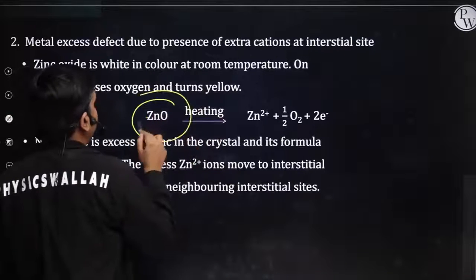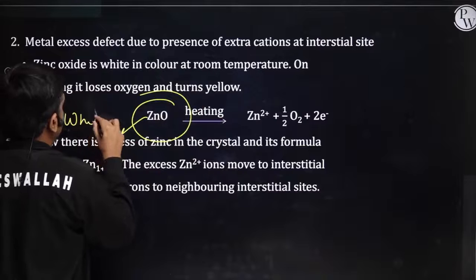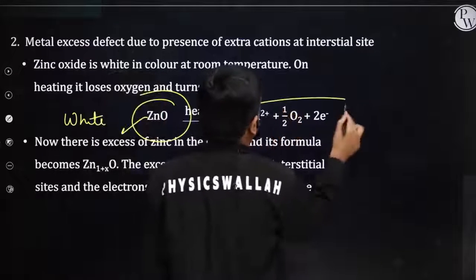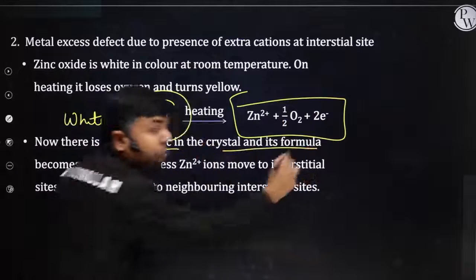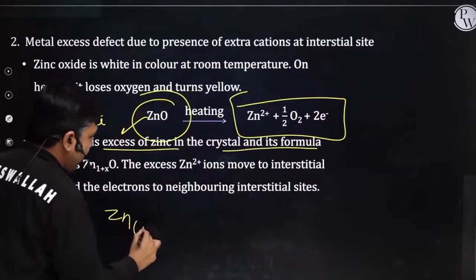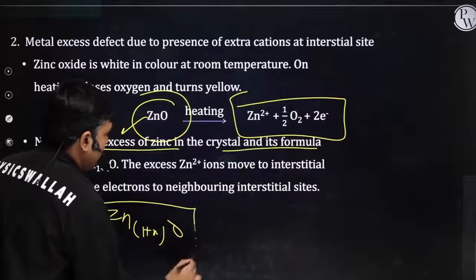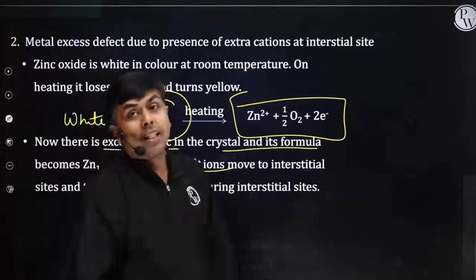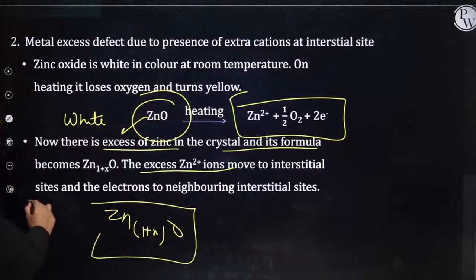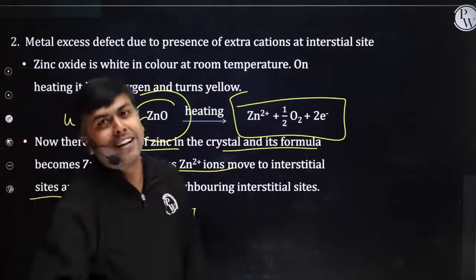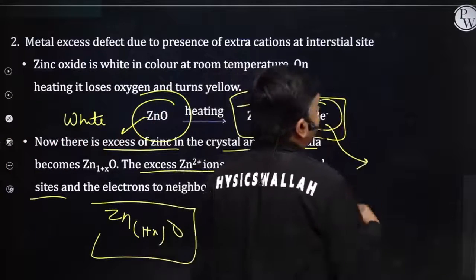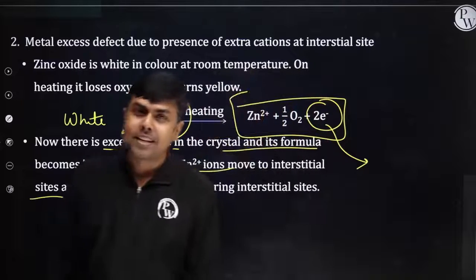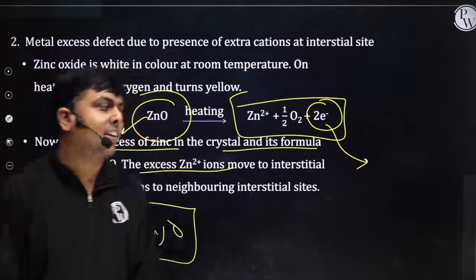Whenever this zinc oxide is heated, white color changes to yellow color, right? There is excess of zinc in the crystal, and now its formula becomes Zn(1+x)O. The excess of Zn²⁺ ions moves into the interstitial sites. In order to maintain electrical neutrality, the electrons occupy the anionic sites. Am I clear? Let's move ahead.